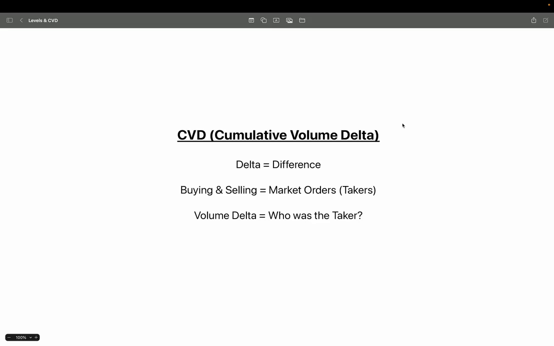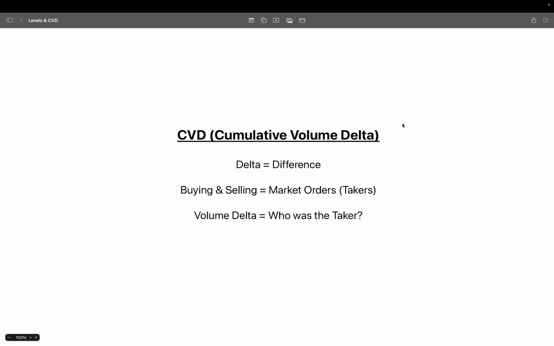This lesson is an expansion of the concept of CVD, cumulative volume delta. I will start with a recap. In the last lesson, I explained what CVD is from a higher level. I will cover some key points before we jump into the rest of this lesson. We need to remember that delta simply means difference.